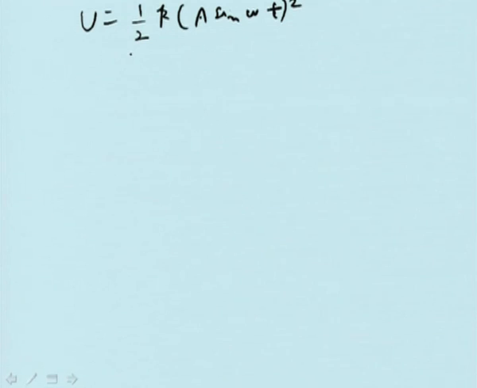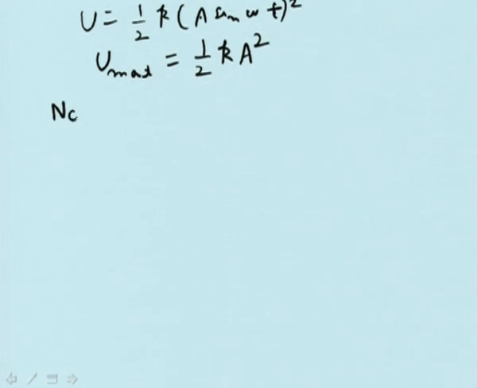As the maximum value of sin omega t is 1, therefore maximum potential energy U max will be half k a square. Maximum value is half k a square.